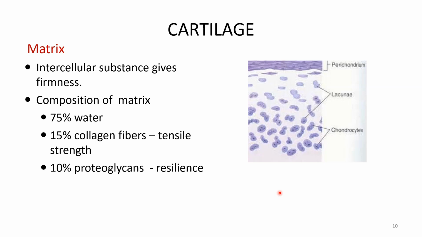Coming to the matrix or intercellular substance, which gives firmness to the cartilage, the matrix contains 75% water, and 15% is collagen fibrils, because of which there is tensile strength for the cartilage, and 10% proteoglycans are present. They add resilience to the cartilage. In this picture you can see the perichondrium and then the cartilage cells in the lacunae, that is, chondrocytes in lacunae.